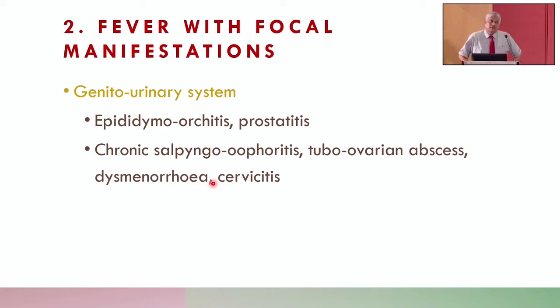The second most common system to be involved is the genitourinary system. In the male, they can get orchitis with testicular pain, or prostatitis. In the female, anywhere from the cervix to the ovaries can be affected. So they can get chronic salpingo-oophoritis, tubo-ovarian abscesses, they can just present with dysmenorrhea and menorrhagia, and they can also get cervicitis. So the whole spectrum is possible. Even in the male, I forgot to mention, they can also get seminal vesiculitis, which is difficult to diagnose without a rectal examination.